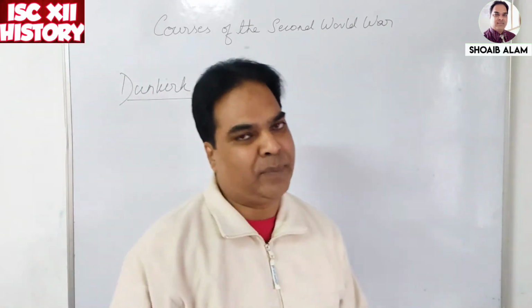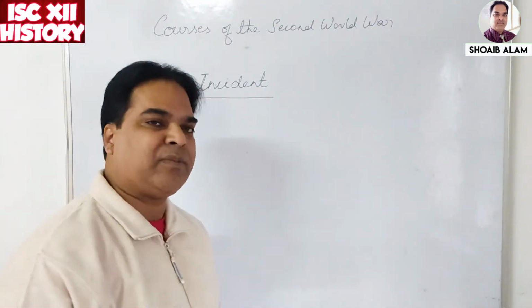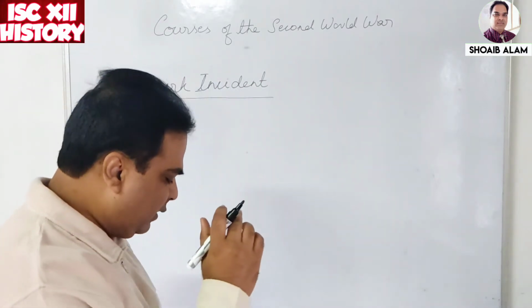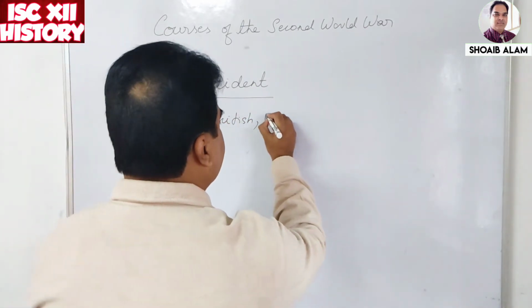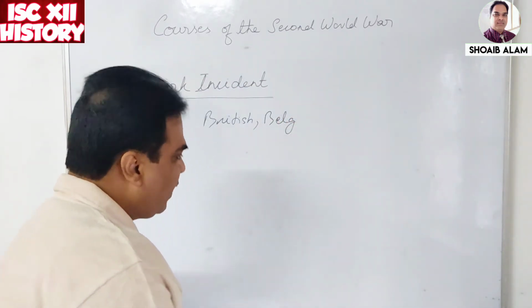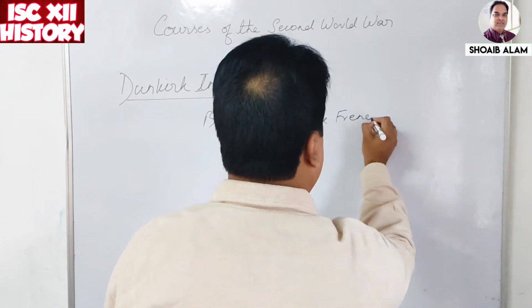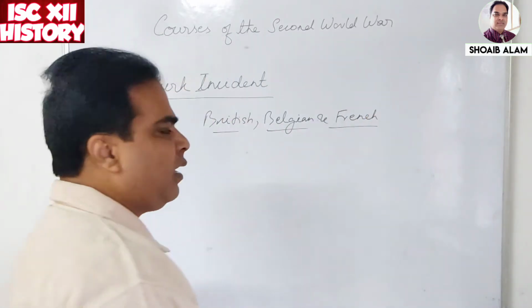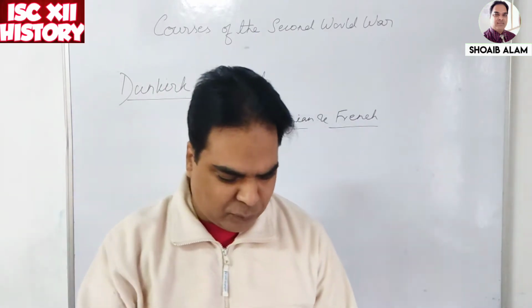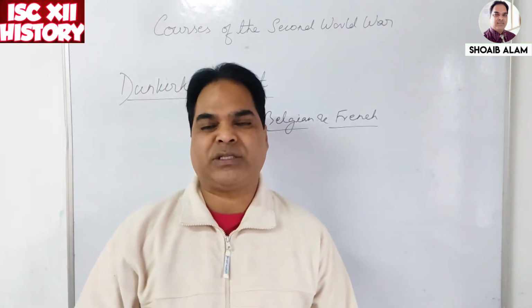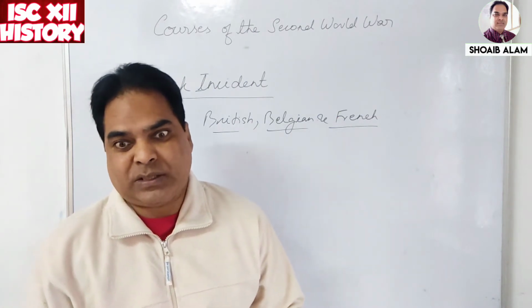So after the fall of Belgium, in the year 1940, Germany marched towards France. The German troops attacked France and trapped the British. You can see here, British, Belgian, and French forces. So these three countries' forces were surrounded by Germany when they attacked France. A large number of British, French, and Belgian forces got surrounded by the German army, and at this time Germany was in a very powerful position.